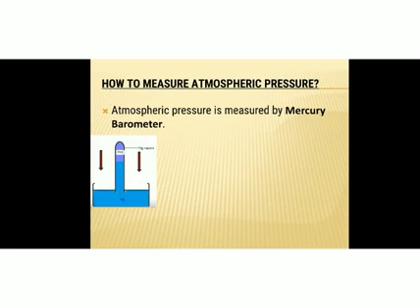Now next is, how will you measure atmospheric pressure? Atmospheric pressure can be measured by a mercury barometer. And this mercury barometer was invented by an Italian scientist, Evangelista Torricelli. Okay, Torricelli invented this mercury barometer. The picture of the mercury barometer is shown on the screen. It consists of a long glass tube closed at one end and open at the other end, and it is inverted in a mercury reservoir.